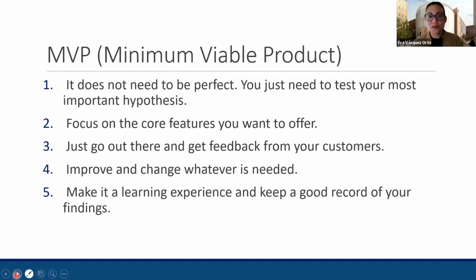Minimum viable product: again, it does not need to be perfect. You just need to test your most important hypothesis. And then you need to focus on the core features that you want to offer. You don't need to have everything. Just go out there and get feedback from your customer. Improve and change whatever needs to be changed. So pivot accordingly and make it a learning experience.